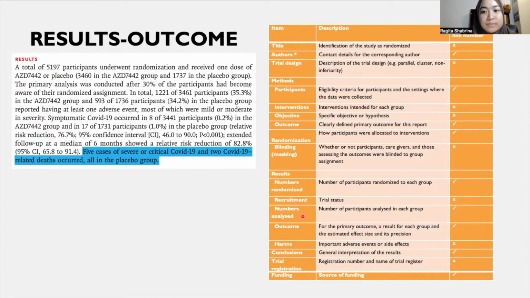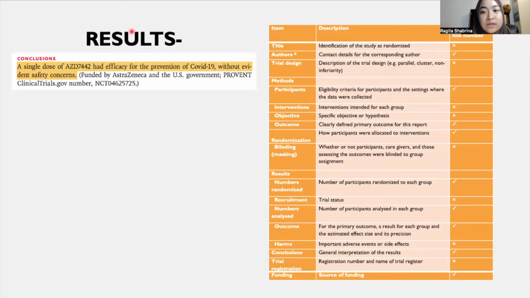And next, for the outcome in the results, as we know, the blue highlight is 5 cases of severe or critical COVID-19 and 2 COVID-19-related deaths, all in the placebo group. Next is the conclusion. Before that, for the harms, in this article there is no harms checklist, and we move on to the conclusion.